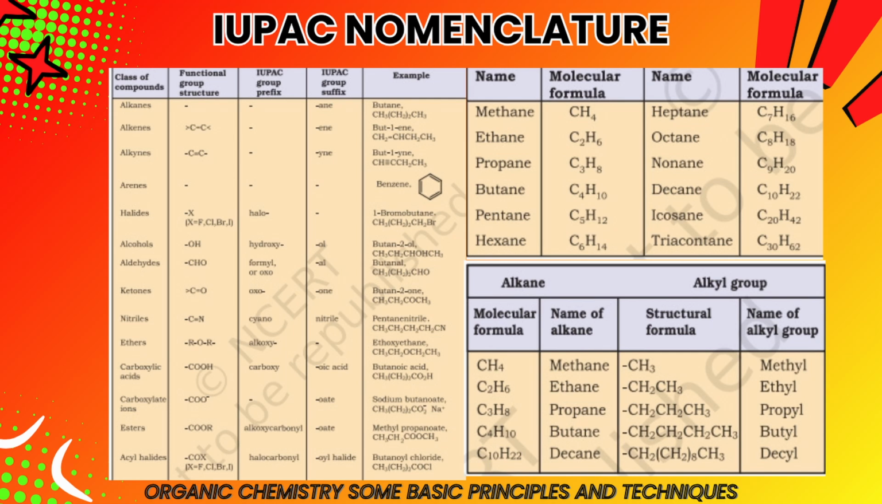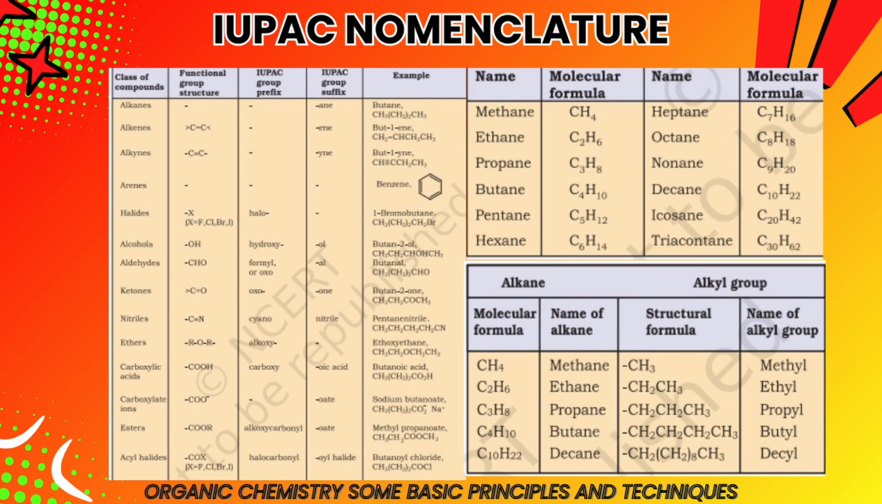Straight chain alkanes are named with the suffix "ane". Their prefix indicates the number of carbon atoms. For example, methane has one carbon atom, ethane has two, and so on. These names form a homologous series where each compound differs from the next by a single CH2 group.